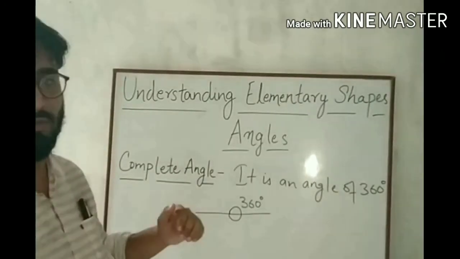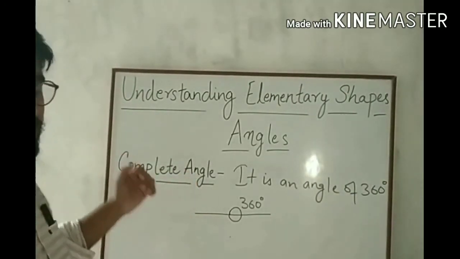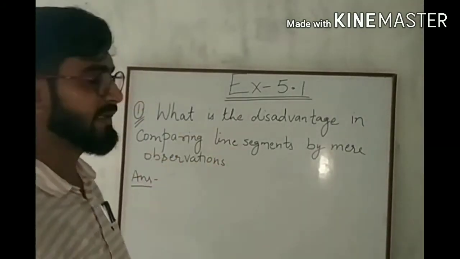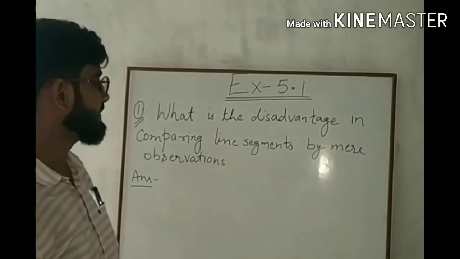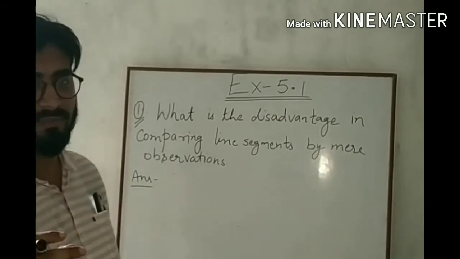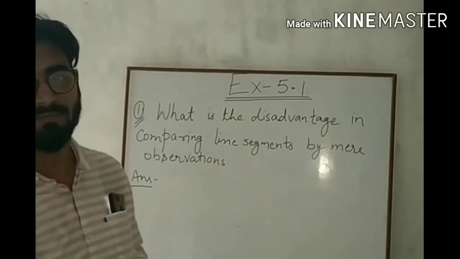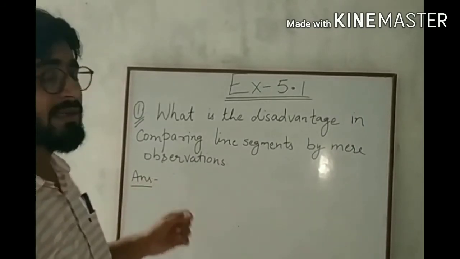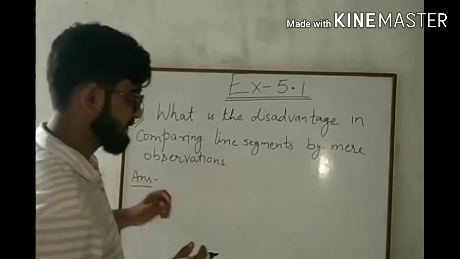So now we will do our first exercise, that is exercise 5.1. The first question from exercise 5.1 is: what is the disadvantage in comparing line segments by mere observation? Means we have to tell the disadvantage in comparing line segments by simple observation.